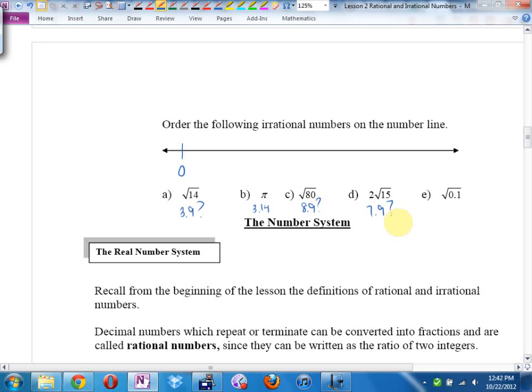Square root of 0.1. I don't know. Oh, that answer, bigger than 1 or smaller than 1, do you think? You're going to get a decimal. Yes? I'm going to write here, decimal.